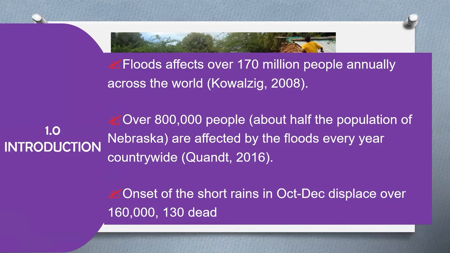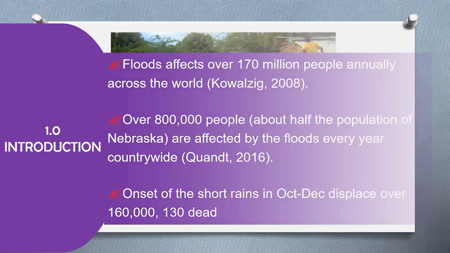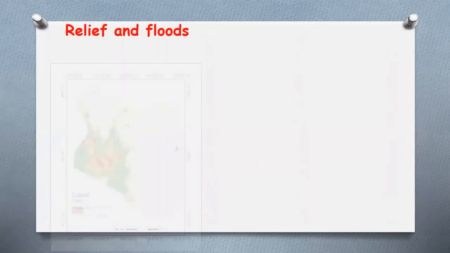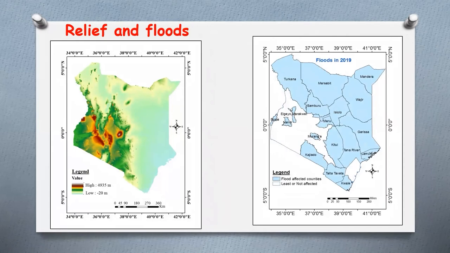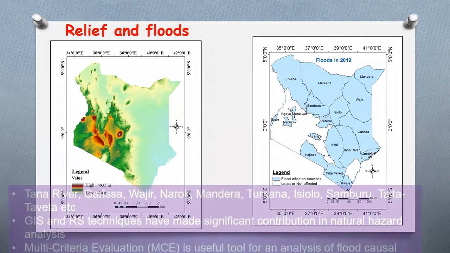In the year 2019 alone, during the short period of October to December, the short rains, it displaced over 130 people. So this means the flood situation is really alarming and it needs focus. This digital elevation model that we drew was showing the areas in Kenya that are at risk of flood risk. From the two pictures there, we extracted the map here and it is showing us the areas that are vulnerable to floods.